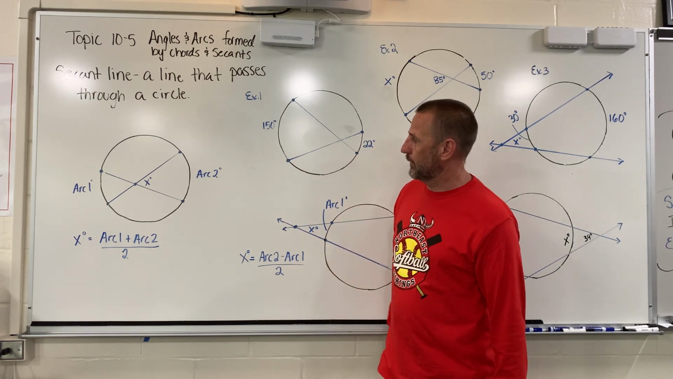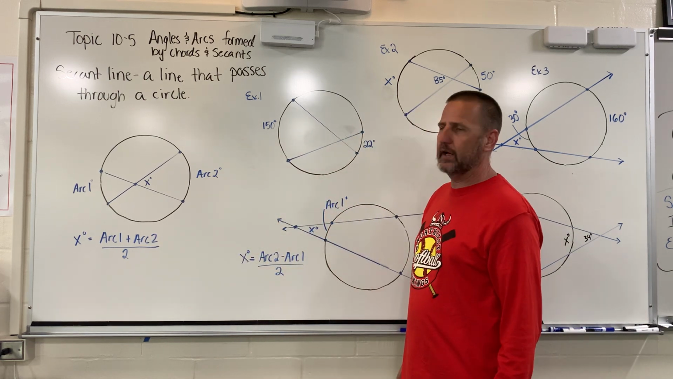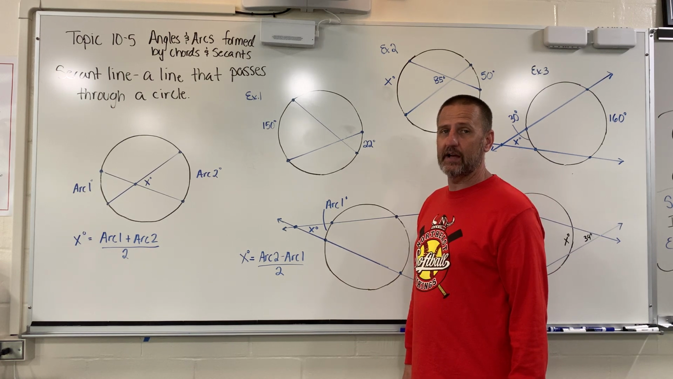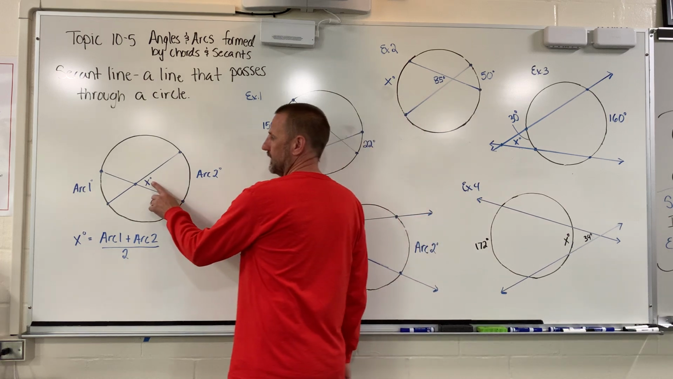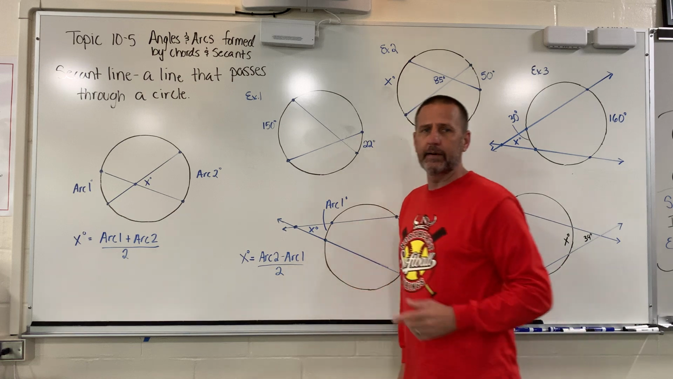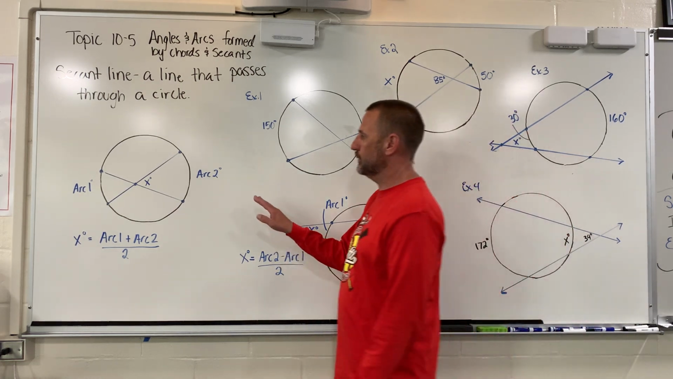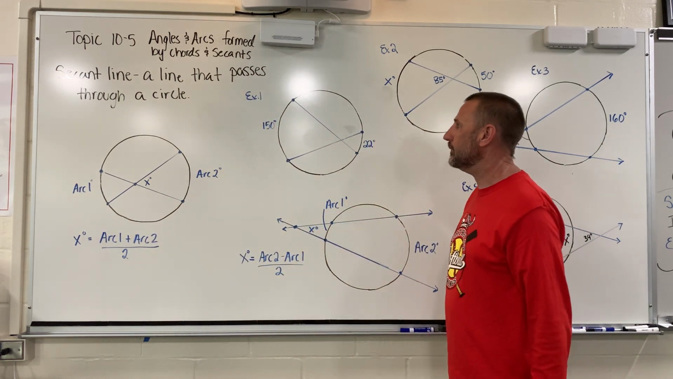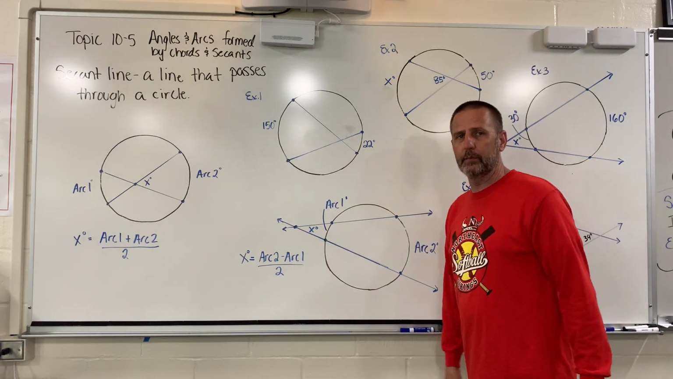In this first example, I have written down our formula, and this is looking at what happens when two chords intersect inside of a circle, on the interior of a circle. The way we calculate the angle is we take the two arcs, add them together and divide by 2. Basically, we average them. I'm going to jump right into my first example, and then we'll look at our other formula in a moment.